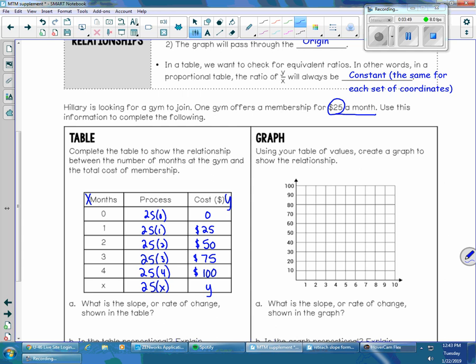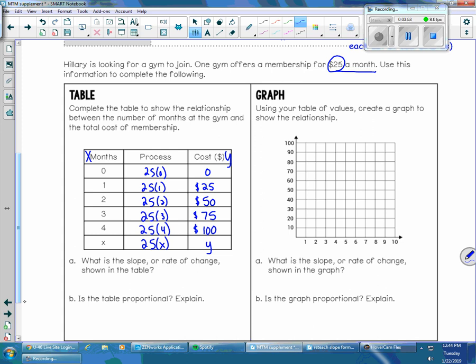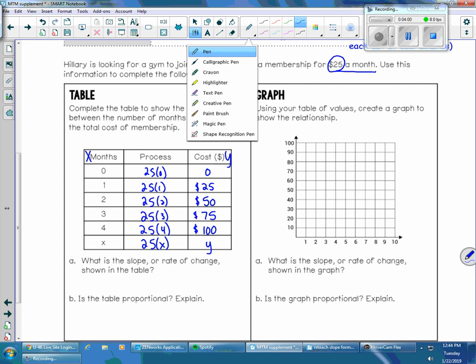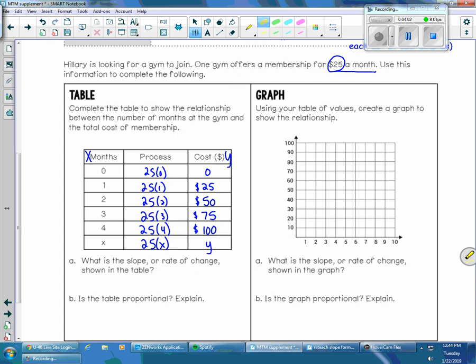Okay, so the next question about this says, what is the slope or rate of change shown in the table? And I can figure that out. Some of you might already know it because this is pretty easy math. I can figure it out by taking my y, dividing by my x. Then I should take my next one and divide it by my x. Make sure it's going to be constant throughout the table.